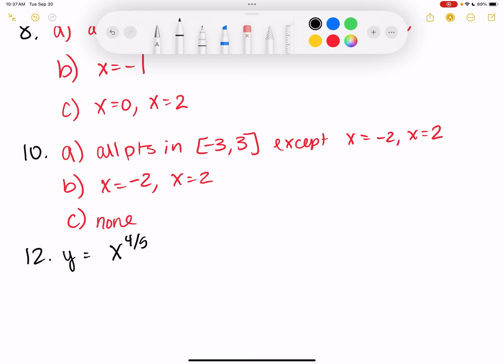So at initial glance, what does this kind of look like? An absolute value. Yeah, kind of looks like an absolute value function, which would mean it would have what kind of differentiability? At 0. Yeah. Is it a corner, cusp, vertical tangent, or just continuity? Corner.